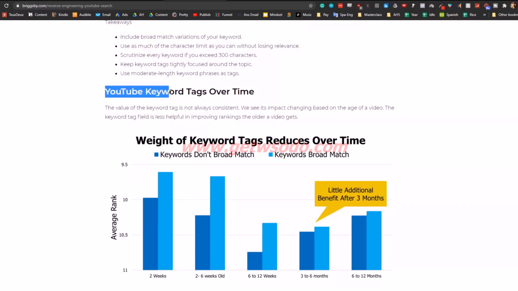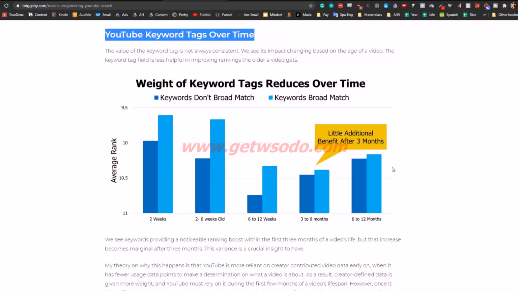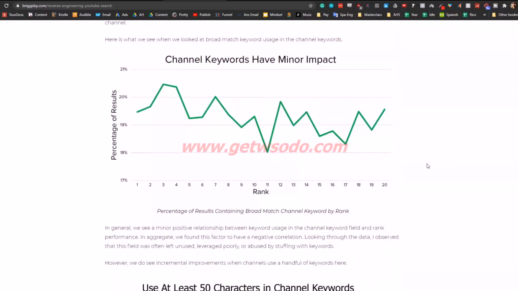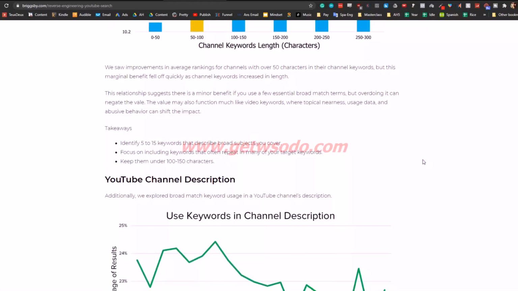Now let's look at the YouTube keyword tags over time. They actually see that it doesn't really have that much benefit over 3 months. I also remember looking at the VidSummit replays, and they said tags is pretty much the thing that you should look to the least. Just have a couple of tags in there, have a couple of keywords in your description, which is way more important to optimize, and the title. So don't really care too much about tags here.